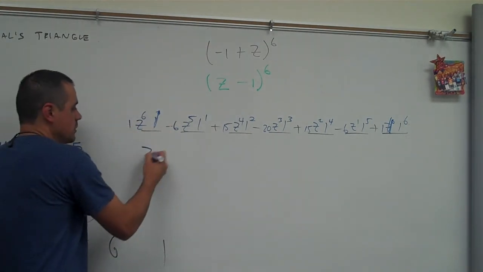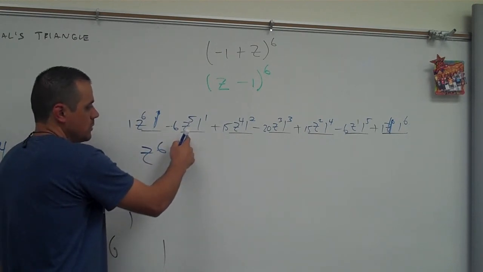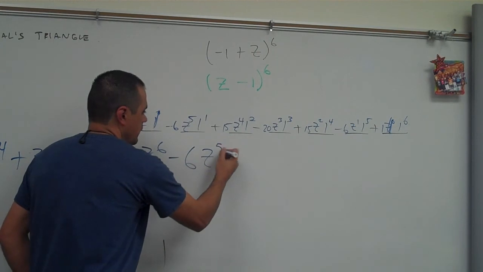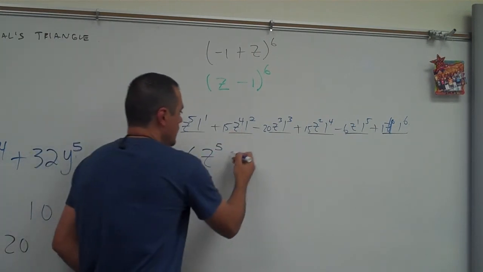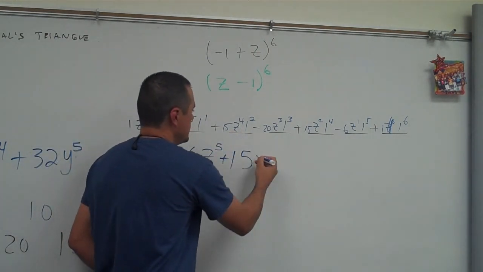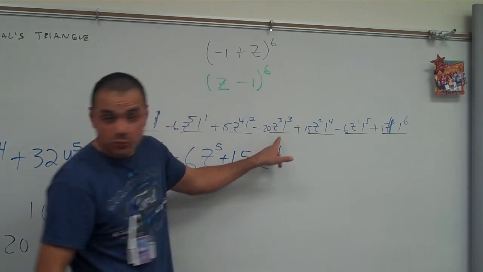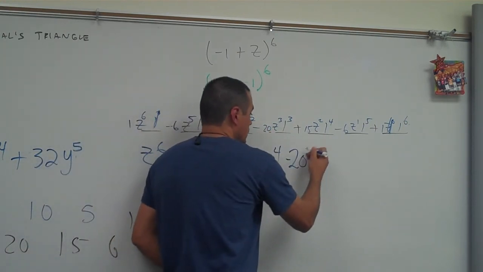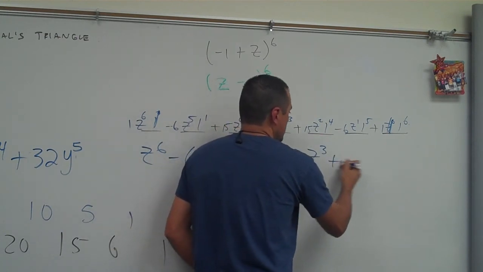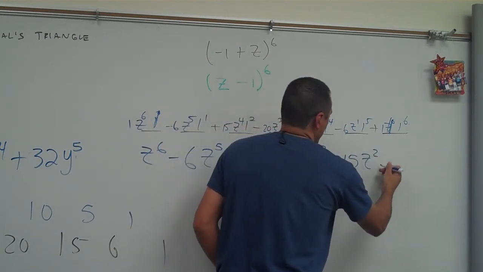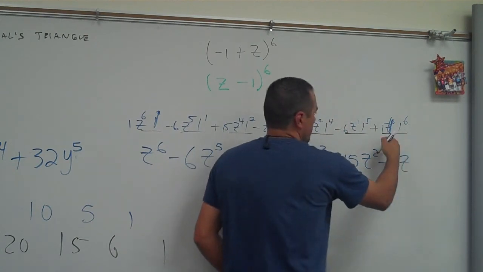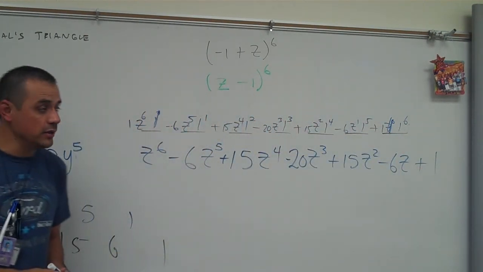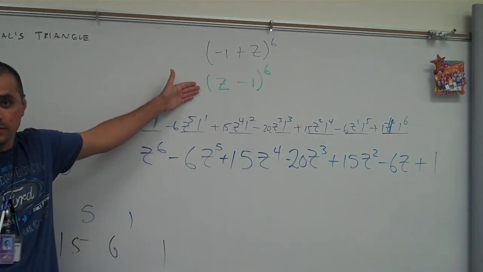So the one on the left is going to be z to the 6th. This one's going to be 1 times 6. Obviously, it's just 6z to the 5th. This one's going to be 15, plus 15z to the 4th. This one over here, minus 20z to the third, plus 15z squared, minus 6z, plus 1. And that right there is the expansion of this specific binomial.